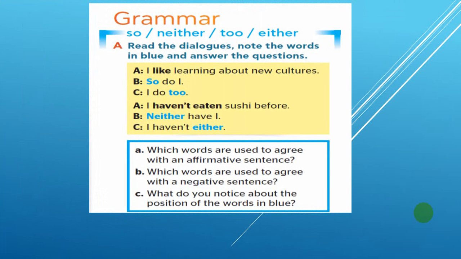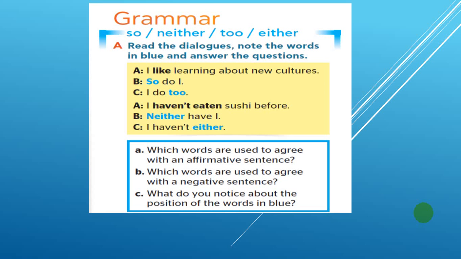Okay, come back again. I like learning about new cultures. So do I. I do too. Move on to the second part. I have eaten sushi before. Neither have I. I haven't either.